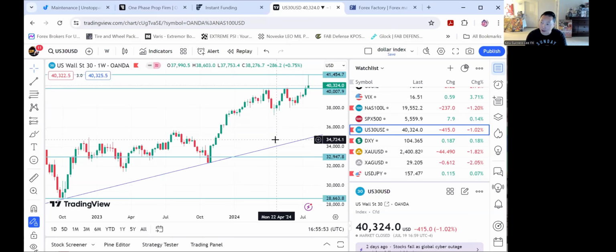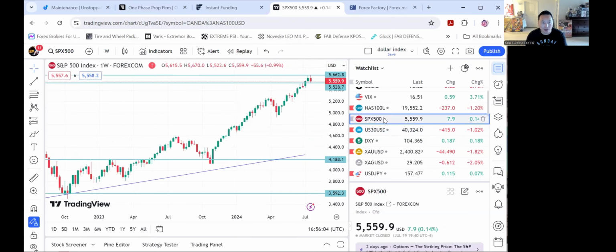US 30 hit back down to 40,000. It might retrace back up for tomorrow because of how much it shot down on Friday. So we'll see how that plays out. I'm still selling it, so that's what I'm doing. Selling S&P back down to 5,500, and then we'll see if it breaks below that.